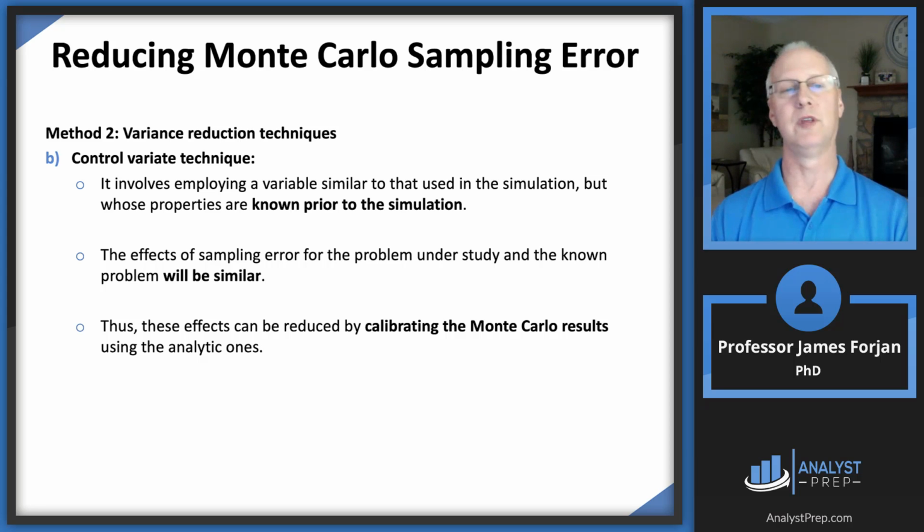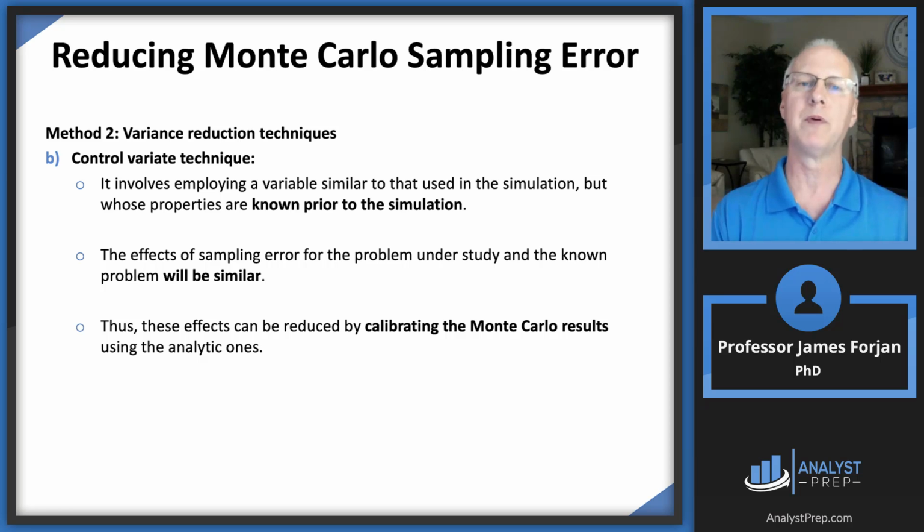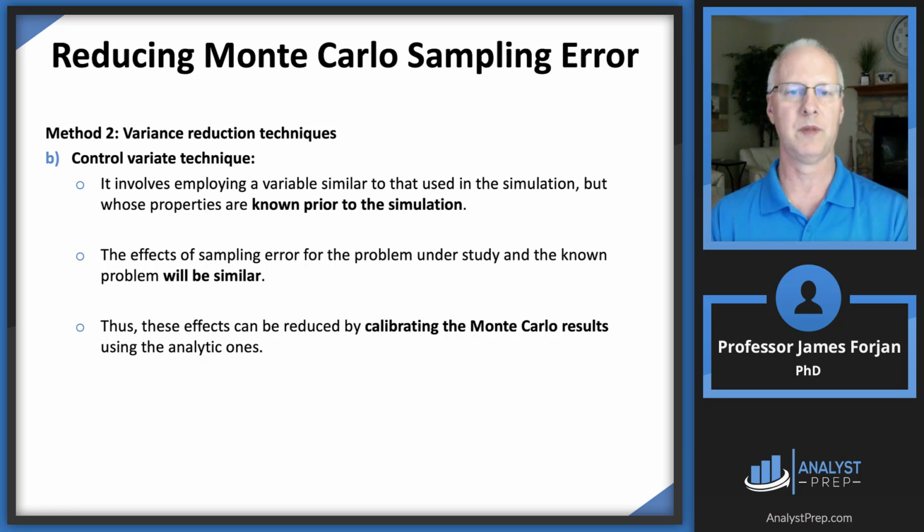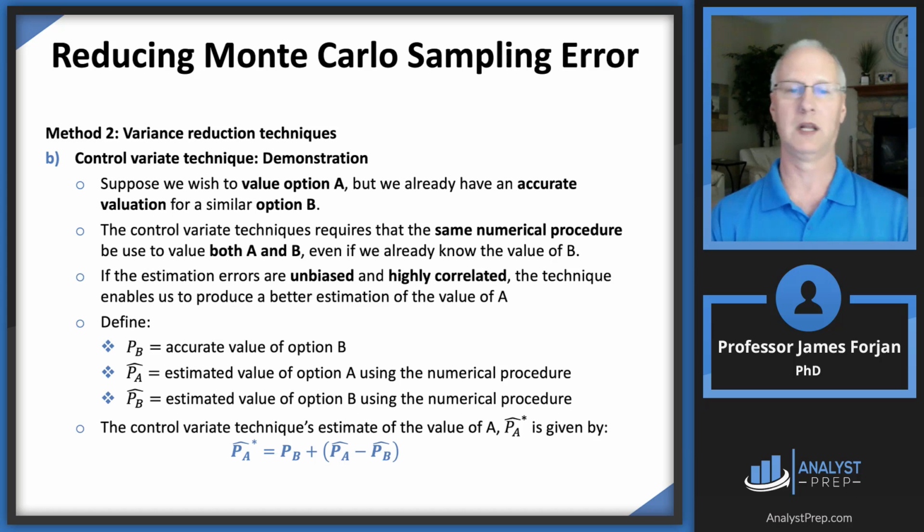Now, the second way to do this is through a control variate technique, which is similar, but a little bit different in that we're going to use some properties known prior to the simulation. Now, we know that the effects of the sampling error for this problem under study, like pricing an option or pricing a callable bond or pricing terminal value of a portfolio, will be similar. But these effects can be reduced by calibrating the Monte Carlo results using the analytic ones. Let me give you an example here.